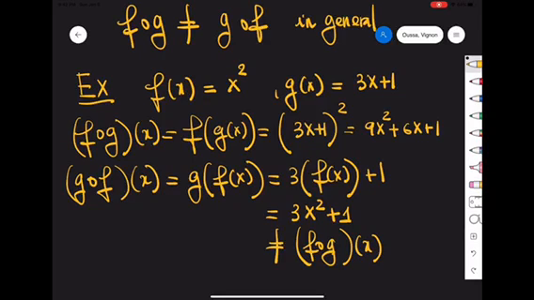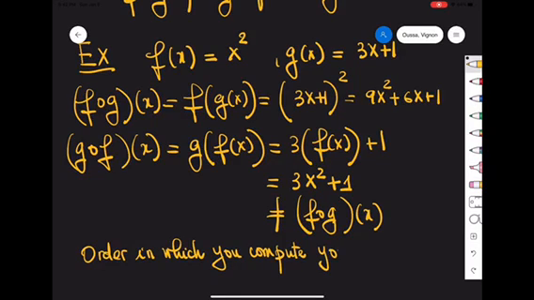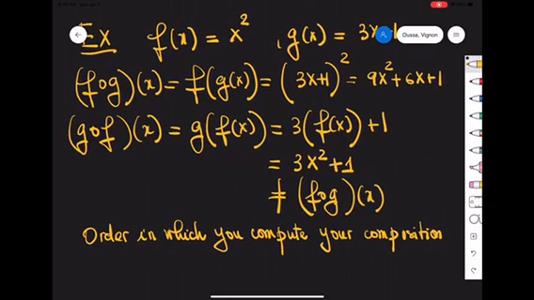So order is important here. The order in which you compute your composition is very important to the outcome.